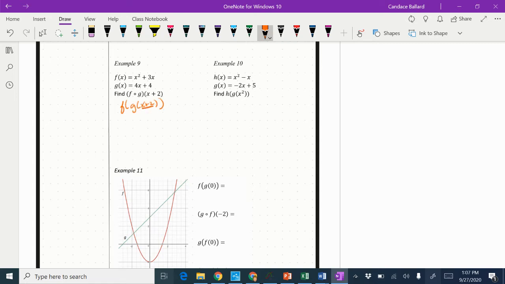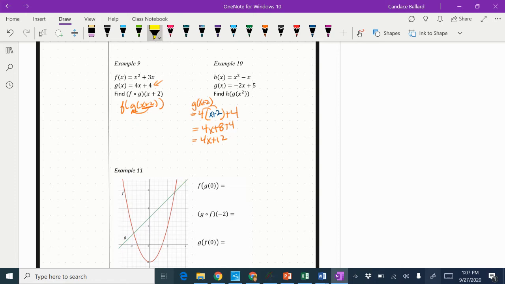Do you see how the x plus 2 is inside the g function? So I need to do that first. I'm going to do that off here to the side. I'm going to find g of x plus 2. I'm going to write my g function the way it looks, but with parentheses for the x: 4 parentheses plus 4. I'm going to substitute in the x plus 2, which means now I'm going to do some algebra. I'm going to distribute the 4. So 4x plus 8, and then plus that 4 would be 4x plus 12.